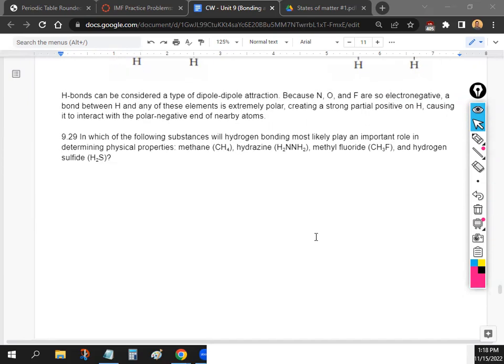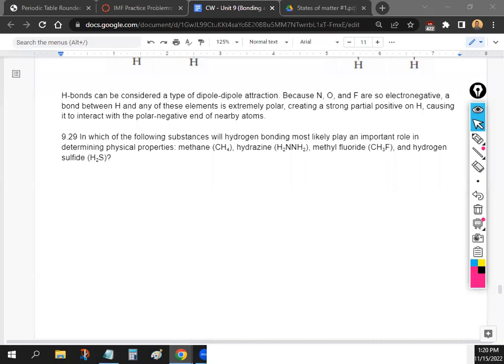Okay, so let's take a look at 9.29. Basically all you're going to do is look at these 4 compounds and tell me, do they have hydrogen bonds? Very simple. Take a look at it. And if they don't have hydrogen bonds, I want you to tell me what intermolecular forces they are affected by. So go through each of these molecules and tell me, do they have London dispersion? Do they have dipole-dipole? And do they have hydrogen bonding? Try that and then we'll go over in about 3 minutes.